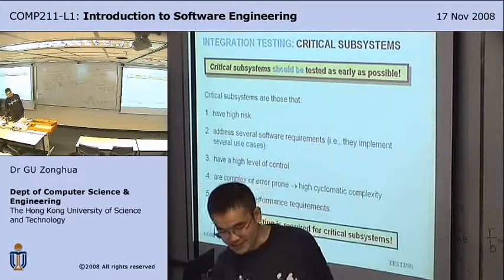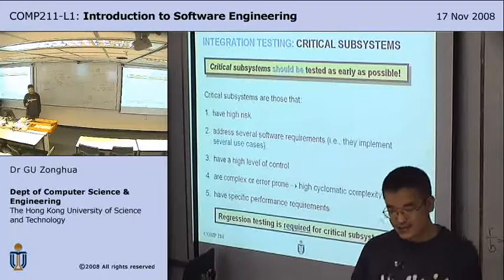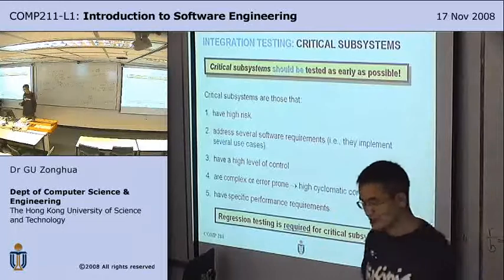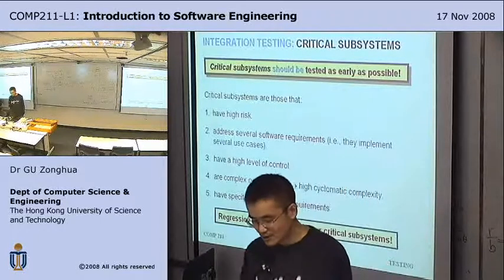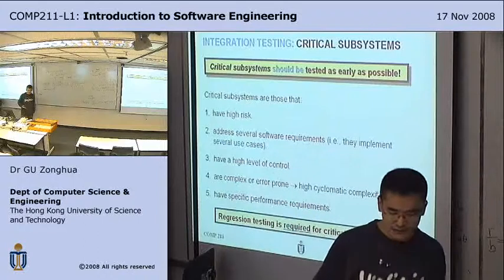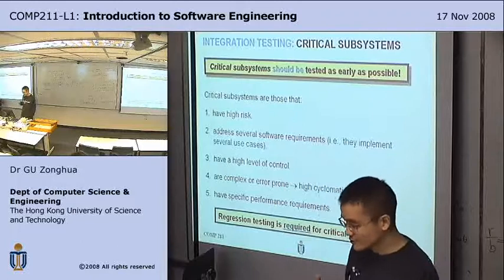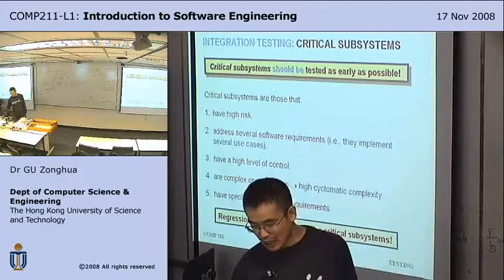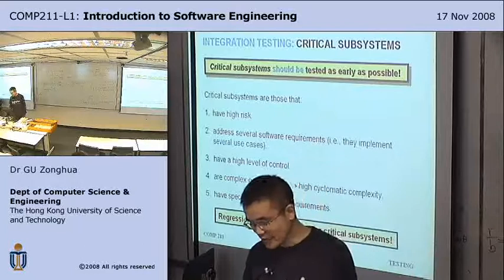What does this mean? Control complexity, cyclomatic complexity, indicating the control flow complexity. How many if then else? How many while loops do you have? Do you have very complex spaghetti code kind of control, or do you have very simple straight line control? So if you have a high level of control, cyclomatic complexity is high, then it indicates high chance of error.